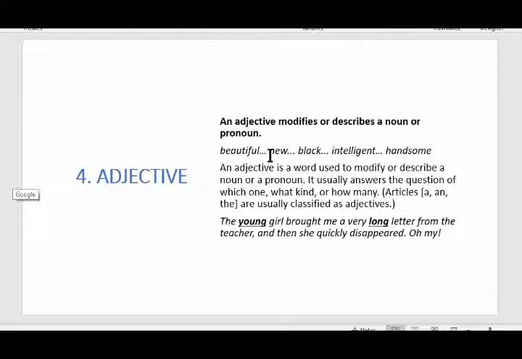She has got a new dress. So the word dress is a noun, and I am describing that dress. I'm saying it is a new dress. Similarly, all the colors are also adjectives, and words like intelligent, handsome, smart, and so on are also called adjectives.